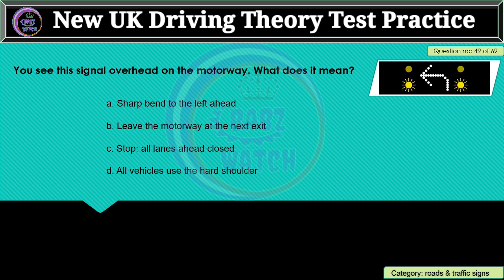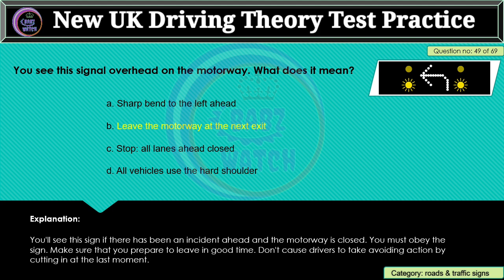Question 49 of 69. You see this signal overhead on the motorway. What does it mean? A. Sharp bend to the left ahead. B. Leave the motorway at the next exit. C. Stop, all lanes ahead closed. D. All vehicles use the hard shoulder. The correct answer is B. Leave the motorway at the next exit.